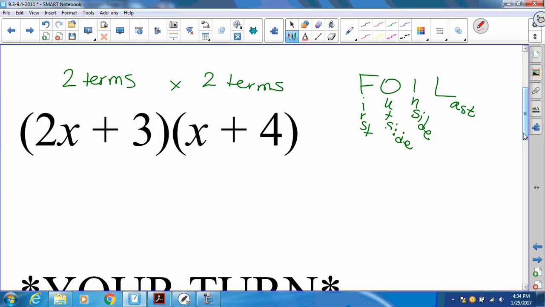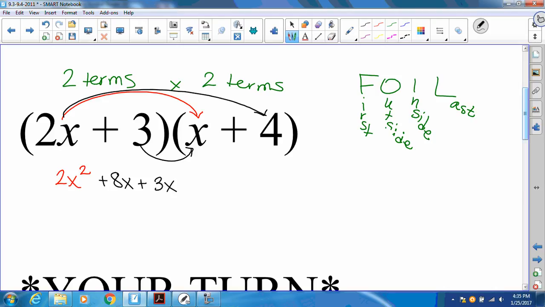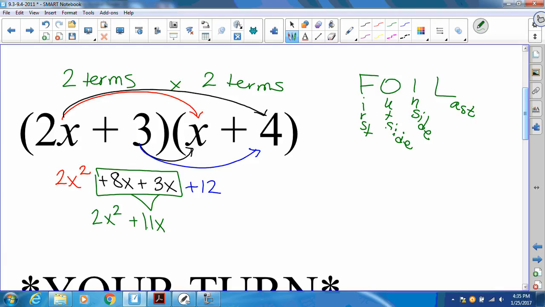And so it's going to look like this. You're going to do the first terms in the parentheses. You're going to take 2x times x, which is 2x squared. Then you're going to do the outside terms, which is 2x times 4, which would be 8x. And then the inside terms, 3 times x is 3x. And then your last terms, 3 times 4 is 12. And then your final step, your middle terms are always going to be alike, and you're going to put those together. 8x plus 3x would be 11x. So my final answer would be 2x squared plus 11x plus 12.